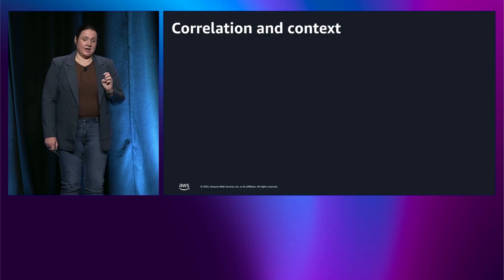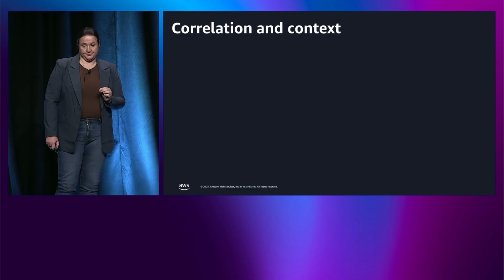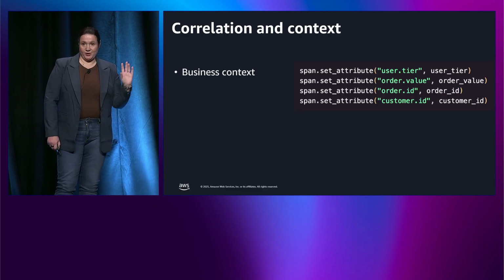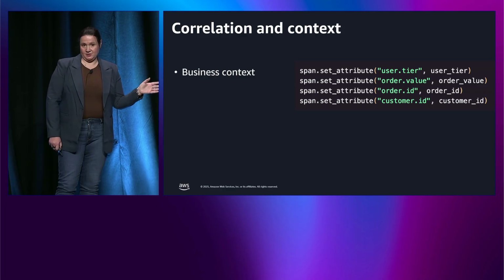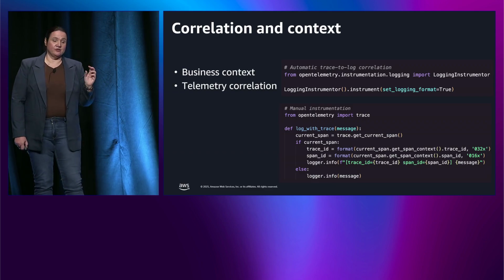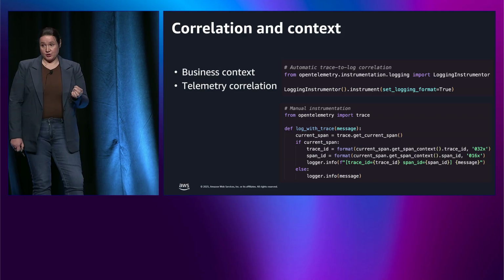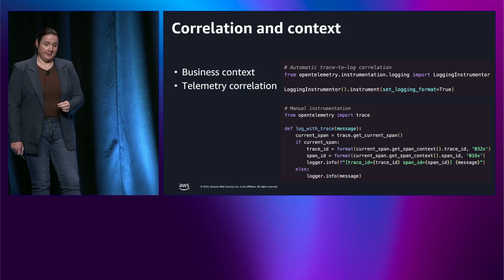Another important aspect of tracing is correlation and context. So we already just covered that business context that is important to record. Again, it's really relevant in situations where you're troubleshooting. But there are other lenses here as well. We've got the telemetry correlation, for example, metric to trace correlation or trace to log correlation.